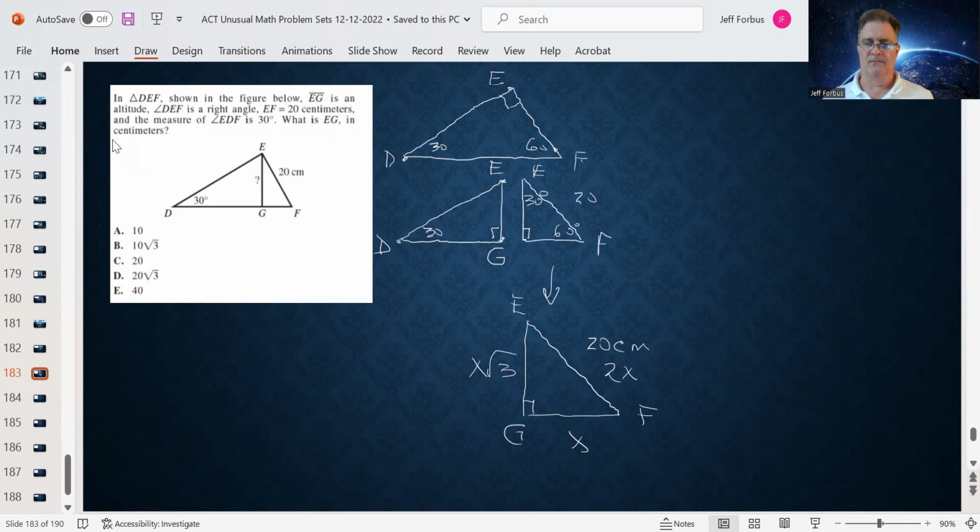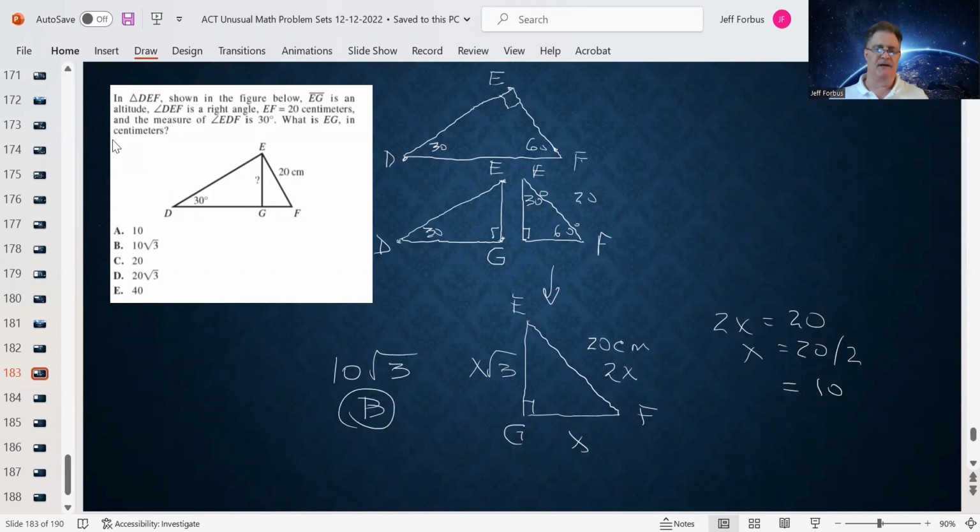We're going to say 2X is equal to 20 centimeters. X is going to be equal to 20 divided by 2, or 10. So we know X is 10. So therefore, we can substitute 10 into our X. And we get 10 square root of 3. And that's going to be answer choice B. So EG is 10 square root of 3. Answer choice B.